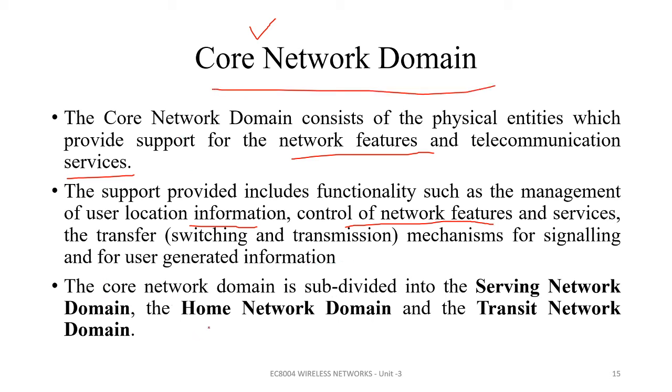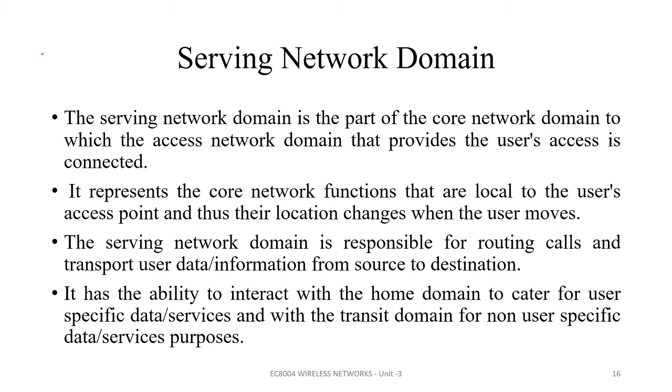All these things will be provided by your core network domain. Again, the core network is divided into the home network as well as the service network, and the transit network domain. The service network is a part of the core network domain to which the access network domains are served, providing the user access connection. The connection will be given from this serving network. It represents the core network functions that are local to the user access point, and thus their location changes when the user moves. So when you move from one place to another, the location also changes, and that is taken care of by your serving network domain.